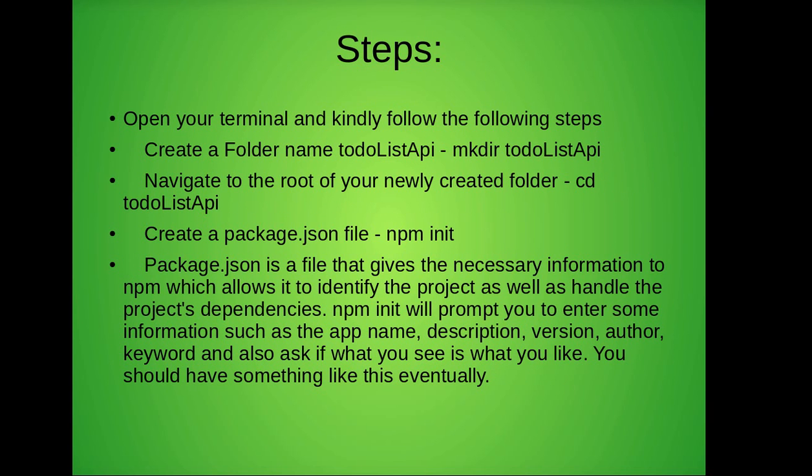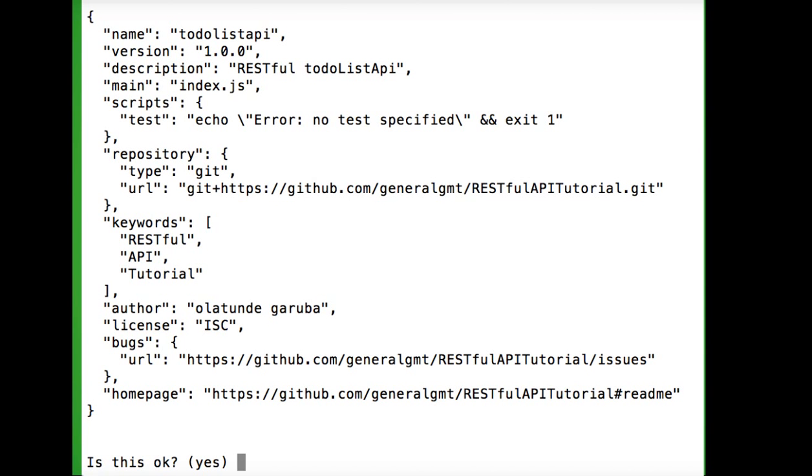First we'll create a folder named list API using mkdir, make directory. And then navigate to the root of your newly created folder with cd list API. Create the package.json file with npm init. The package is in JSON format. And then this is the code to create a RESTful API using Node.js and MongoDB. Now we'll set the name and then the version.